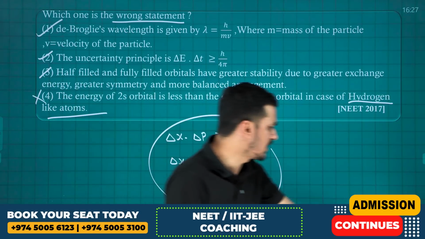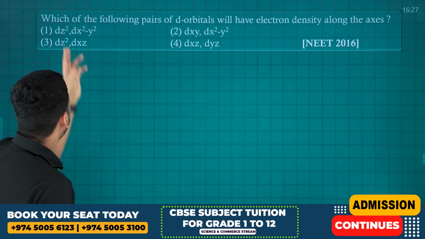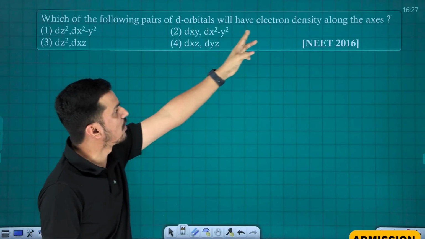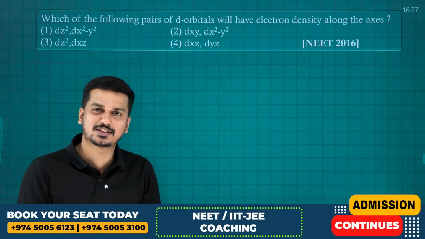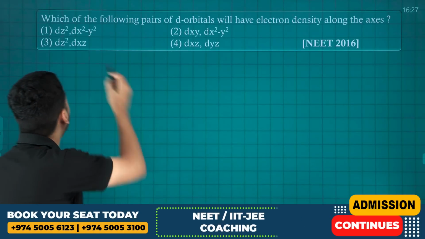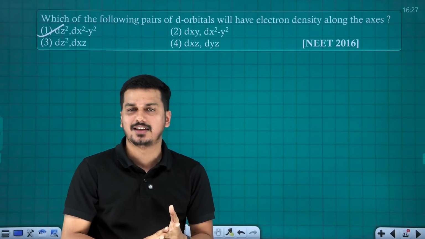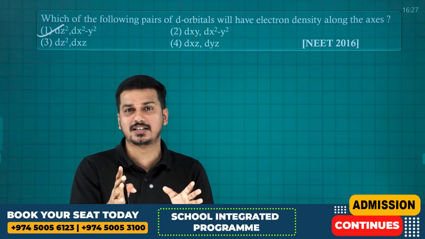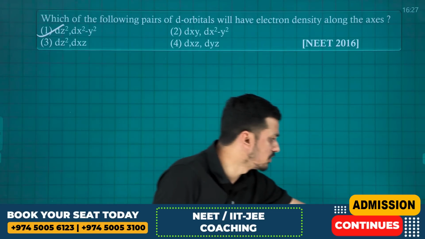Yes, we can move to the next question, guys. This is the question they asked in 2016. Which of the following pairs of d orbitals will have electron density along the axis? That we know: dx square minus y square and dz square are along the axis. Dxy, dzx, dyz are in between the axes, that means along the plane. That we know, a simple question. Okay, I can move to the last one.